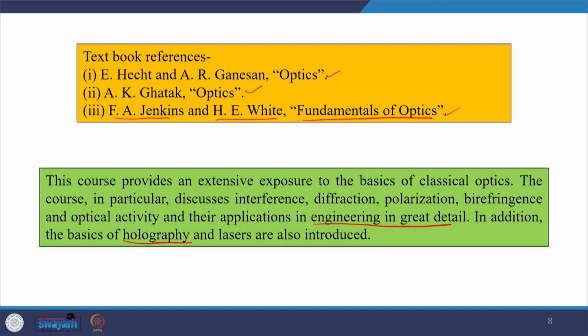In addition to these, a very new concept of holography will also be introduced to you in this course, and at last we will also cover lasers.